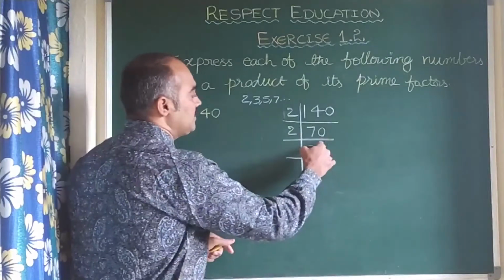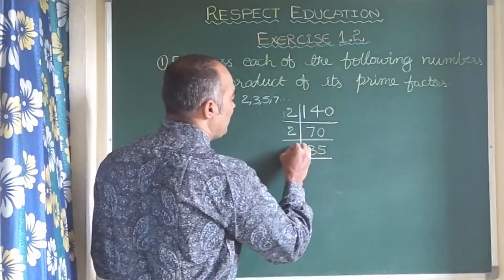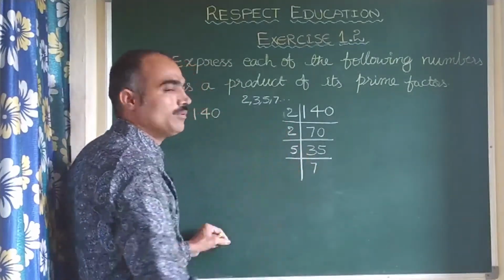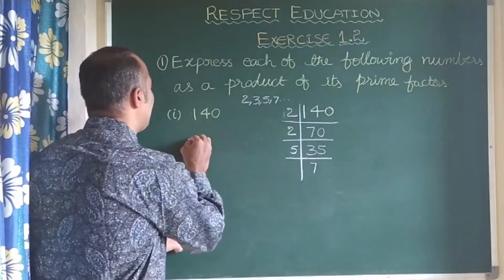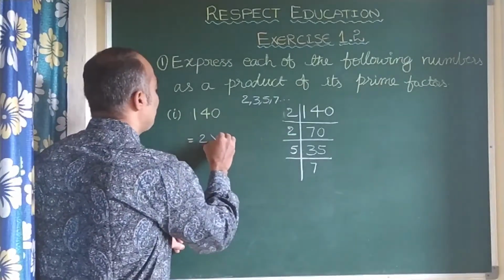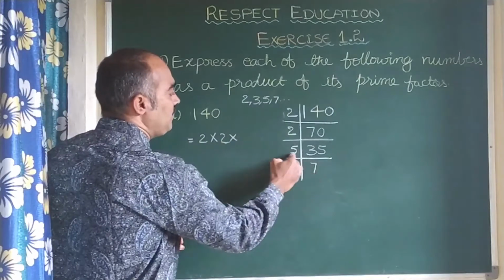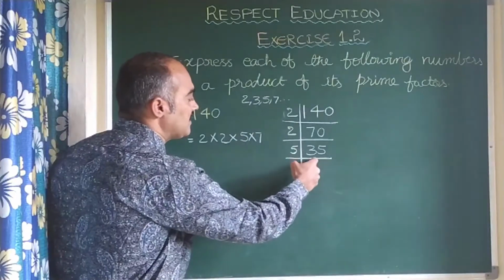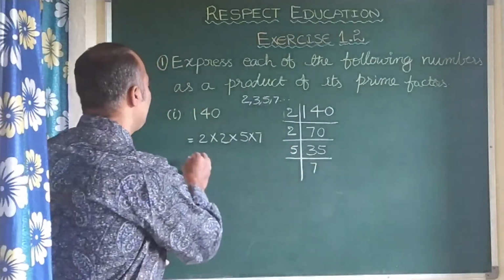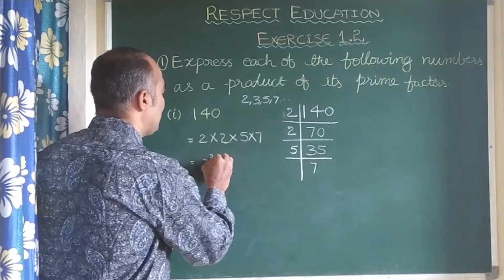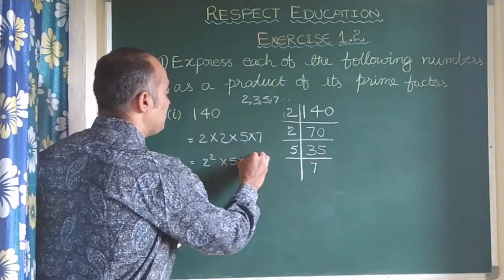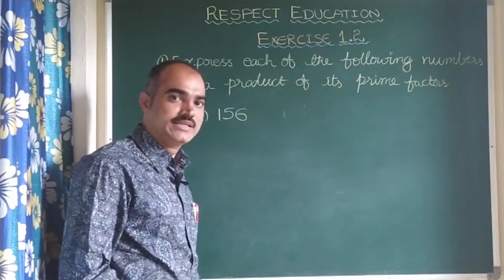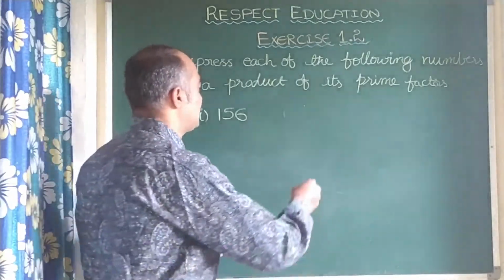Let us go to 5. The ending number is 5, so definitely it is divisible by 5. 5 7s are 35, right? Here 7 is also a prime number. We can stop the problem here, children. So let us write 140 as 2 into 2 into 5 into 7. Here we should not forget taking 7, children. That is also to be taken. So it can be written as 2 square into 5 into 7, which is the answer for this bit.